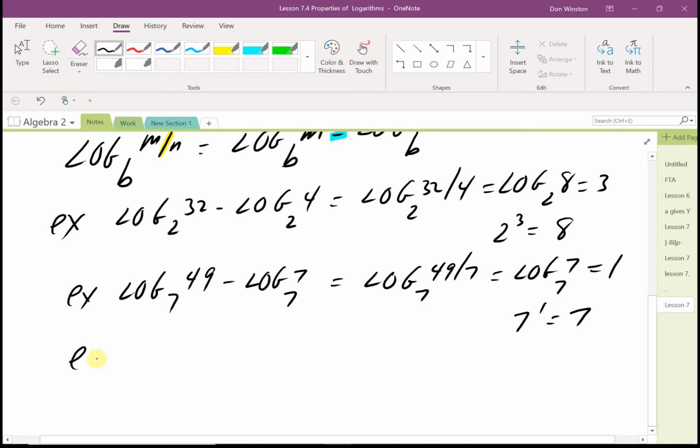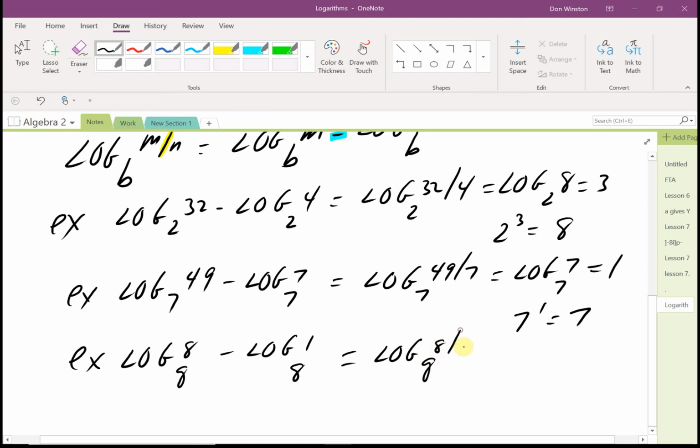And then maybe the final example, log base 8 of 8 minus log base 8 of 1 equals log base 8 of 8 divided by 1. Oh boy, that doesn't look like an 8. Which equals log base 8 of 8, which equals 1.